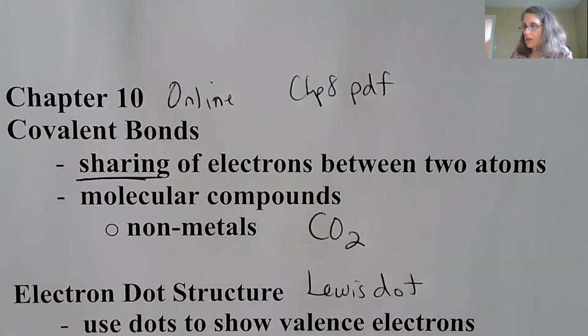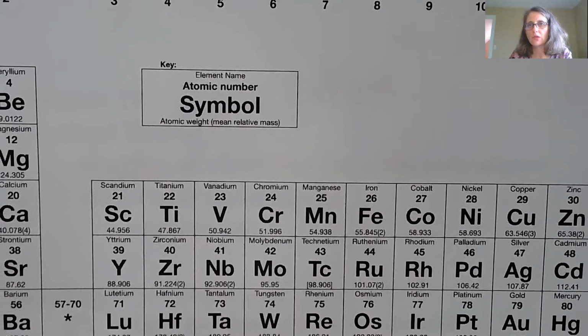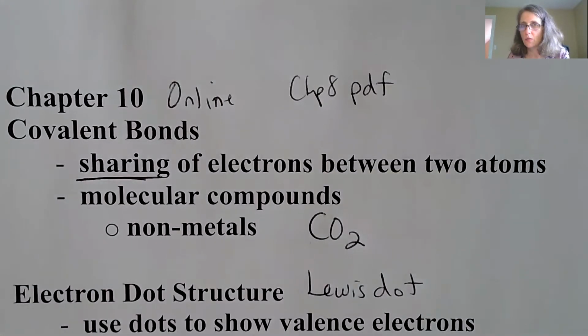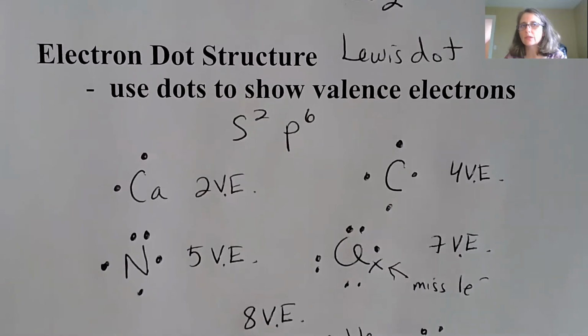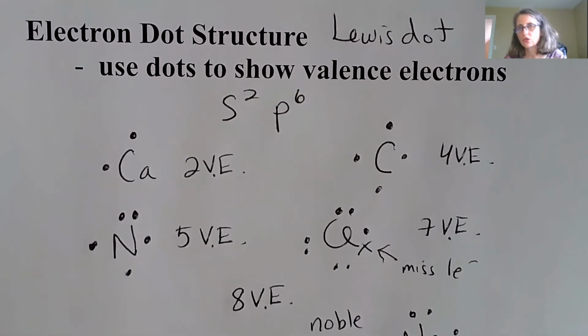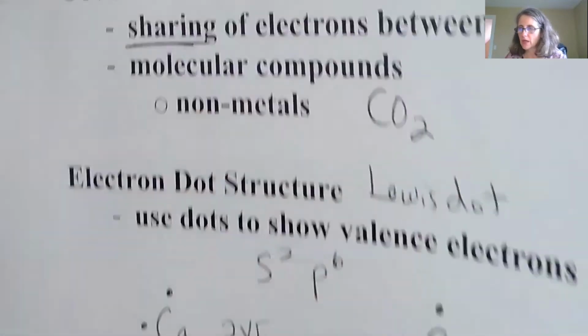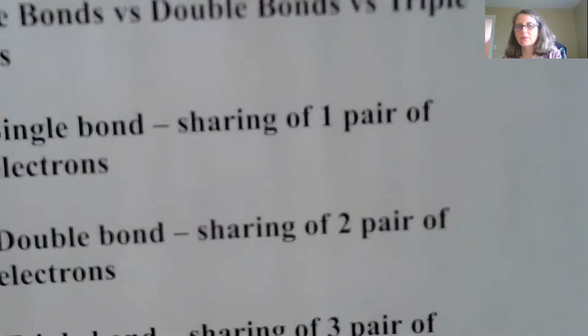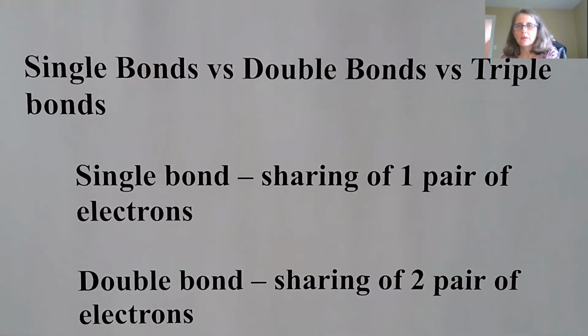So for this video, you are going to need, again, a periodic table to look at so that you know how many valence electrons you are dealing with. And these are, again, going to be molecular compounds. So we're going to be drawing these Lewis dot or electron dot structures to show a sharing of electrons. So we first need some definitions of what a covalent bond is, essentially.